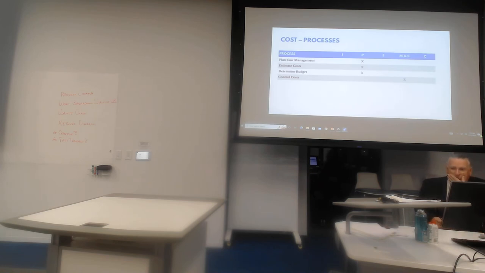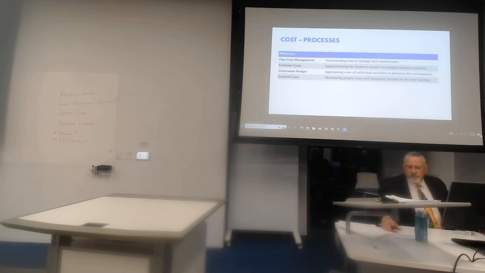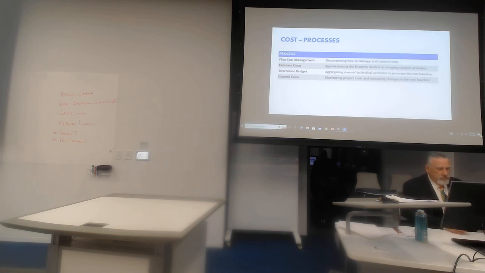So there's four processes in this chapter. There's three in planning, one in monitoring and controlling. So we have plan cost management, where we're documenting how to manage and control our costs. We're probably going to include our estimating method in there. Then we're actually going to estimate our costs, approximating the finances needed to complete the project and activities. We're approximating the cost of those activities. And the next, determine budget, is where we're aggregating those costs of activities together and generating the cost baseline, the approved version of our costs, our budget, and then we're going to use that as a comparison to actuals later. We want to compare the baseline to the actuals. And then we're going to control our costs, monitoring project costs and managing change to the cost baseline. That's in monitoring and controlling.